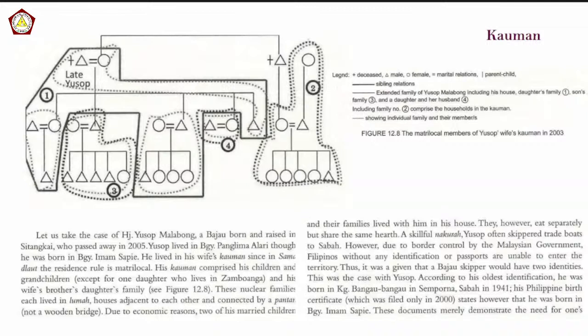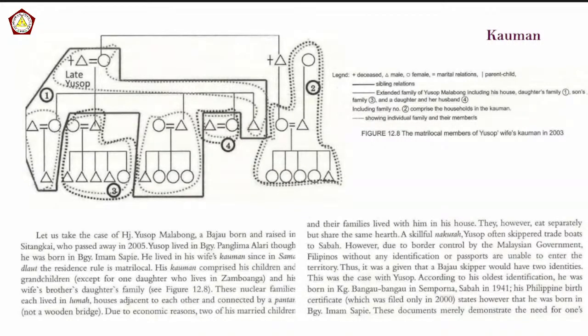So that's the illustration. These nuclear families each live in loop houses adjacent to each other and connected by a pantan, not a wooden bridge. Due to economic reasons, two of his married children and their families live with him in his house. They, however, eat separately but share the same hearth.